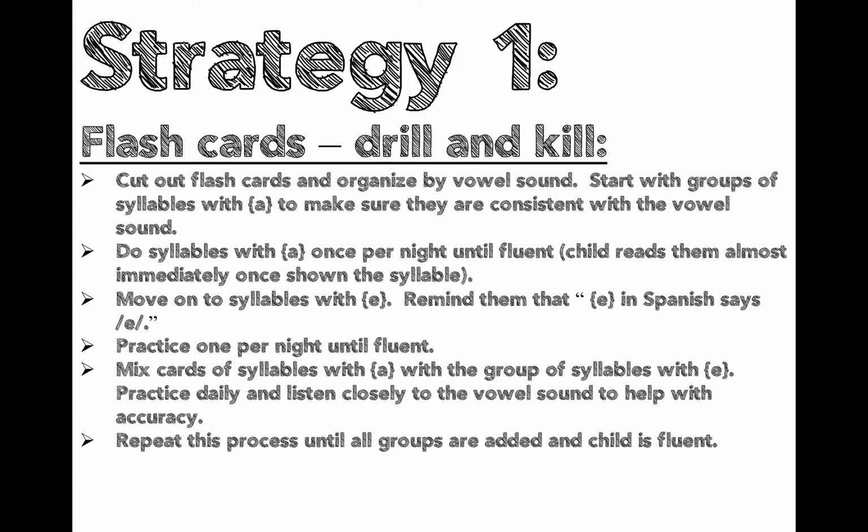Then you'd move on to the next group. Remind them that a in Spanish says a. These are the two that kids most confuse, because they know what those letters say, or at least what their names are in English. So try that and practice them once a night until they're fluent. Then mix those two stacks together and listen closely so you know that they're reading the vowel sound correctly and with accuracy. Repeat this until all the groups have been added and the kid can fluently read those.